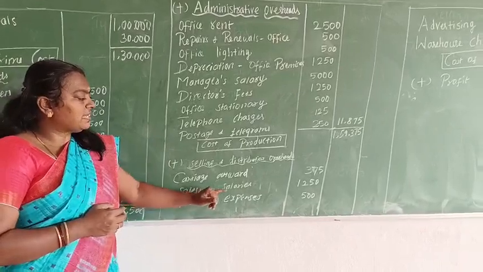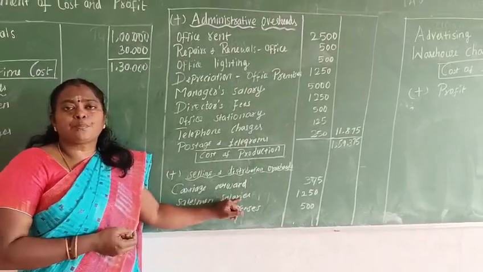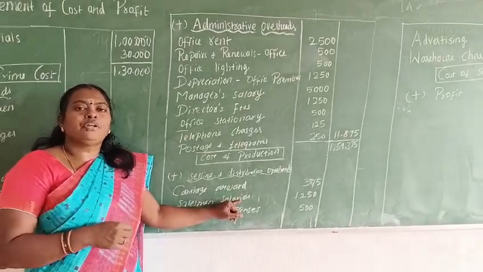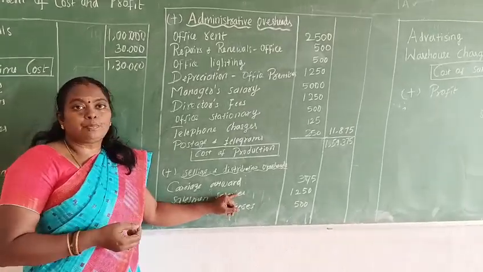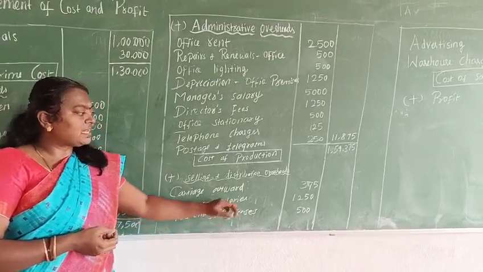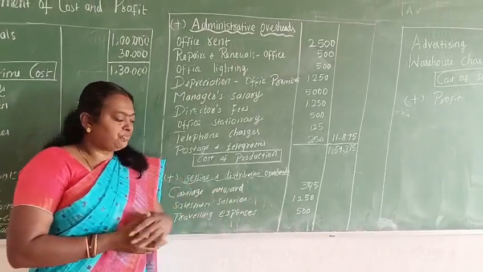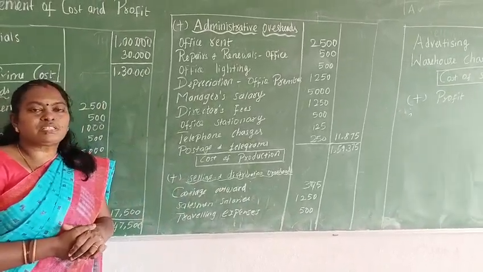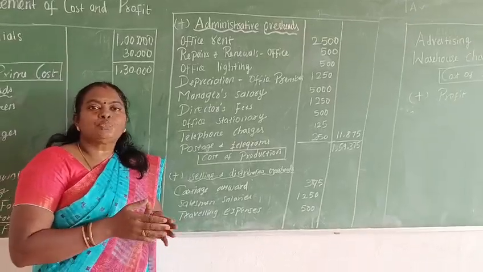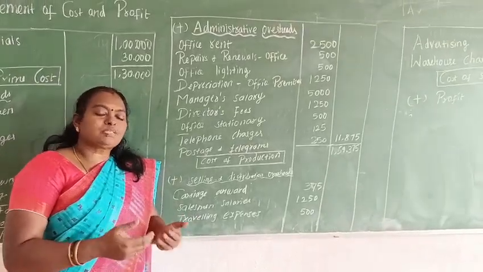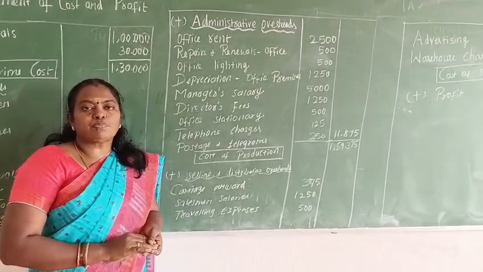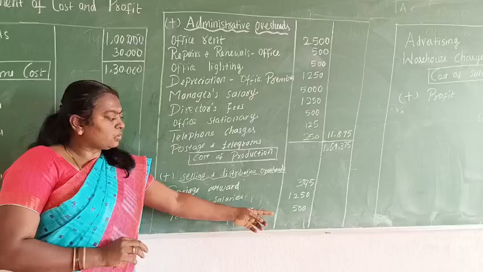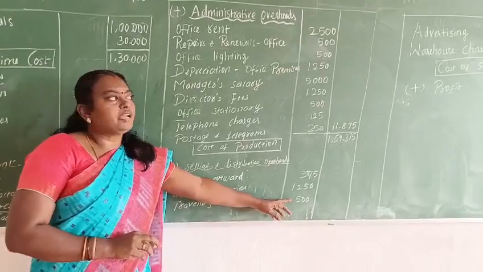Then salesman salary. After producing the product, we have to appoint some salesmen, sales managers, etc., to sell our products. For salesman salary, we are giving 1,250. The next one is traveling expenses. Our products should be transferred to all the places, so our salesmen will go from one place to another. We have to give the traveling expenses to each and every salesman. That expense is rupees 500.